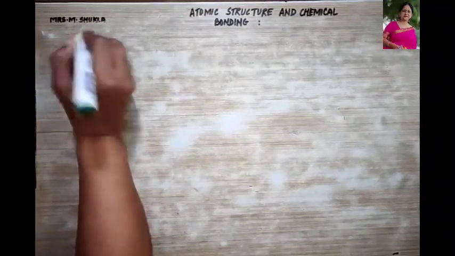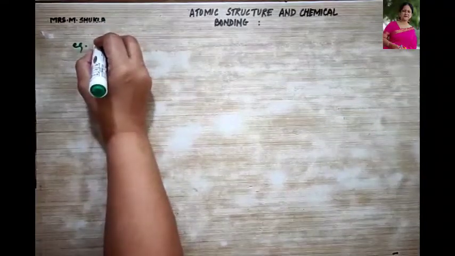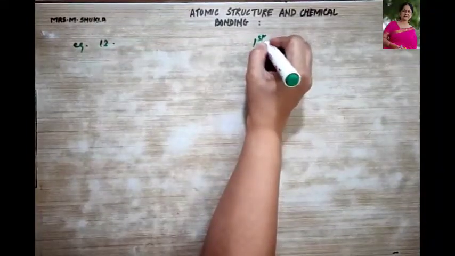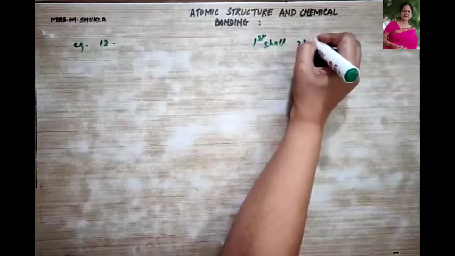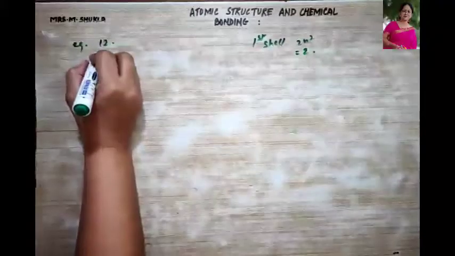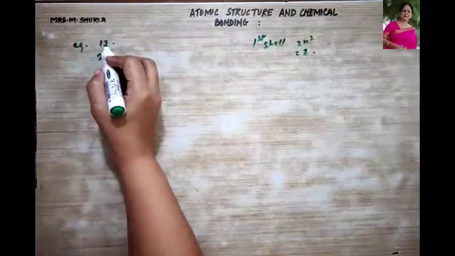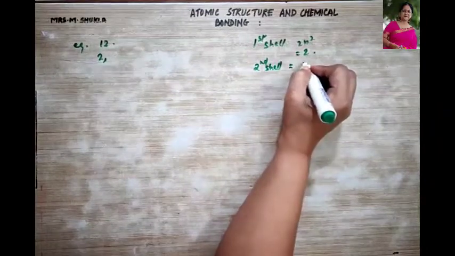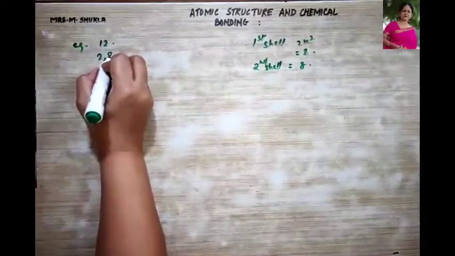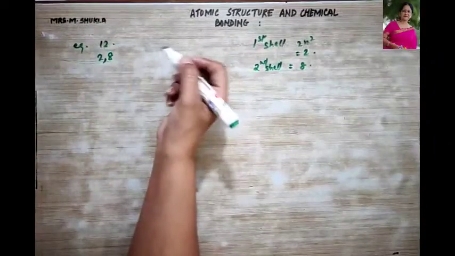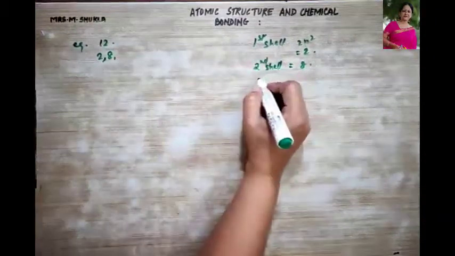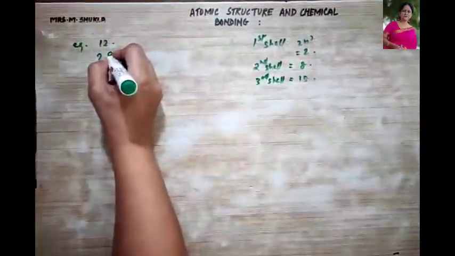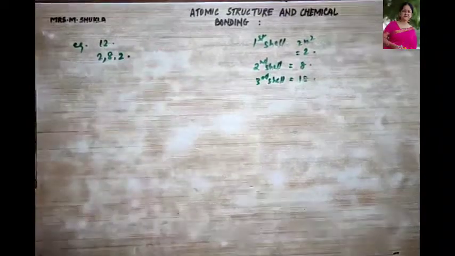Let's take an example of atomic number, say 12. So let's configure. The first shell, according to the formula 2n square, should contain 2 electrons. So 2 electrons are gone there. Now how many electrons are left? 10 electrons are left. The second shell, according to this formula, should have 8 electrons. Out of 10, 8 go in the second shell. How many are left? The third shell contains how many? 18 electrons, but there are only 2 left, so that will go to the third shell.